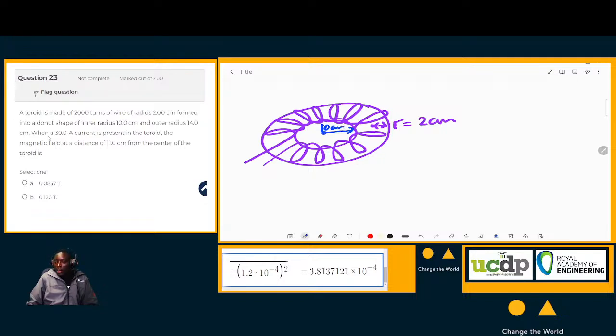And the outer radius is 14. So this is the outer radius. That's gonna be 14 centimeters. So the difference between 14 and 10 is 4, and 4 is basically the diameter of the turns, so that the radius is 2. So that's quite clear.